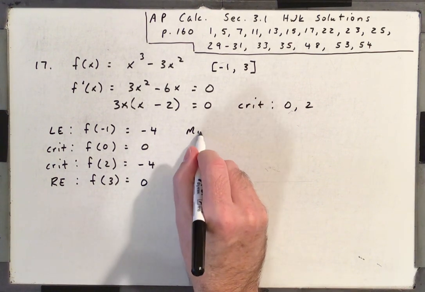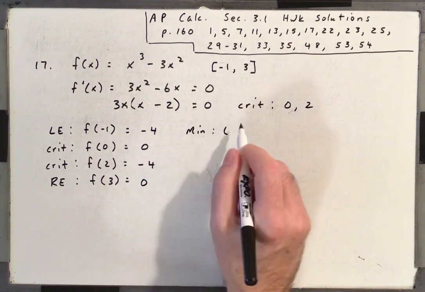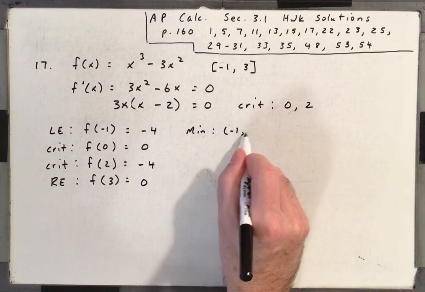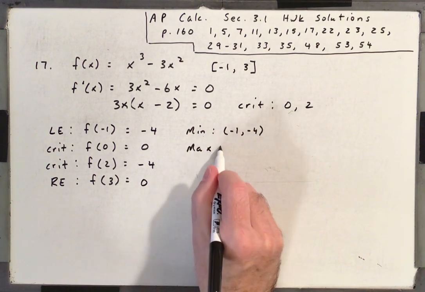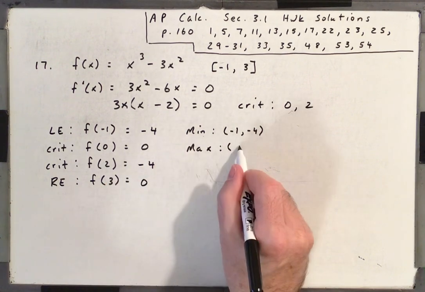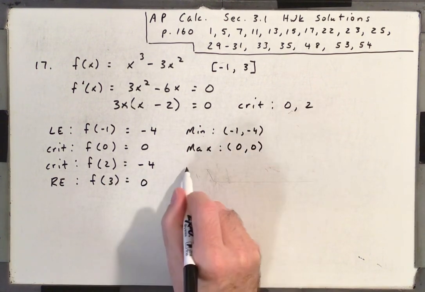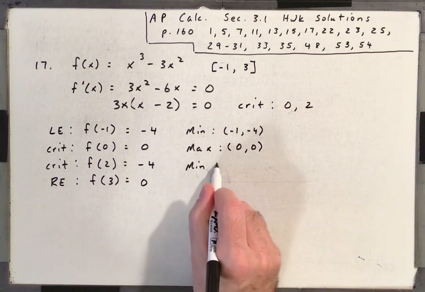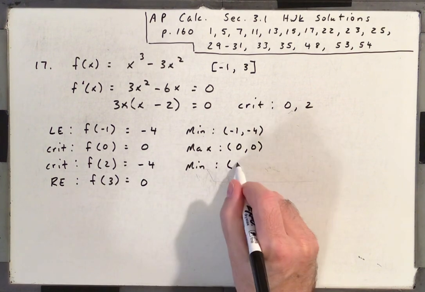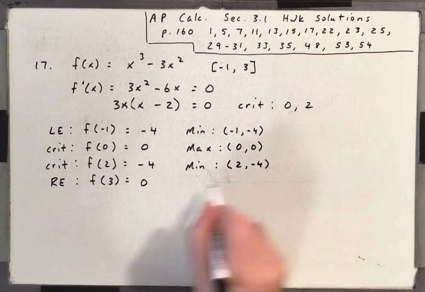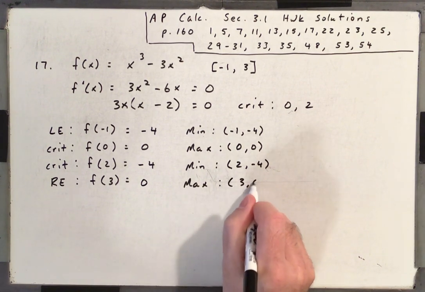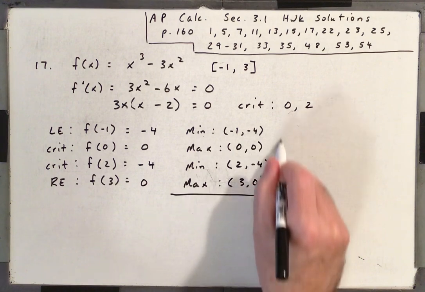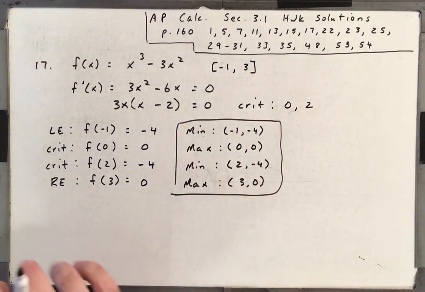So this is a minimum, and it occurs at the point -1, -4. You actually have a maximum at 0, 0. We have another minimum because it's a tie at 2, -4. And another max at 3, 0.